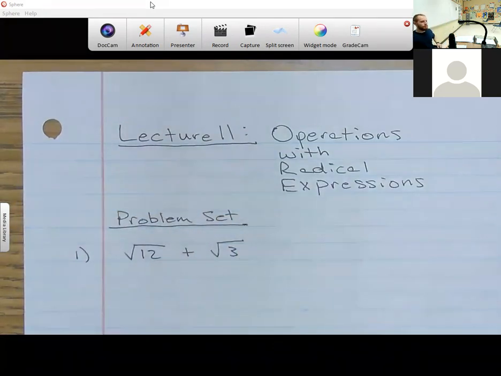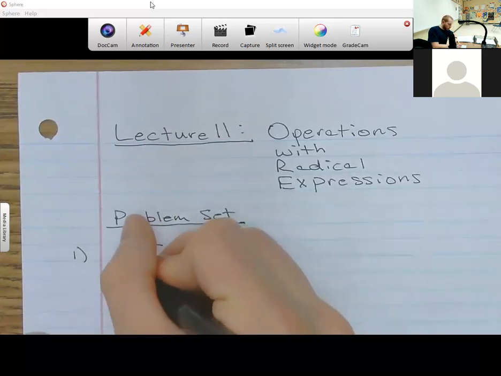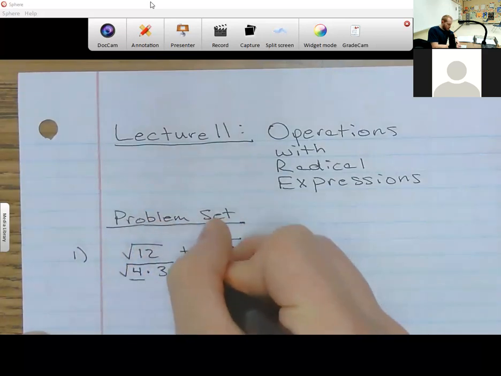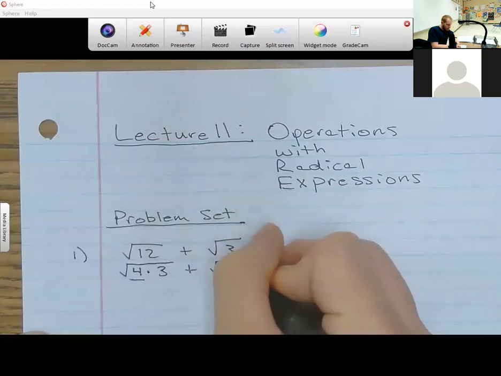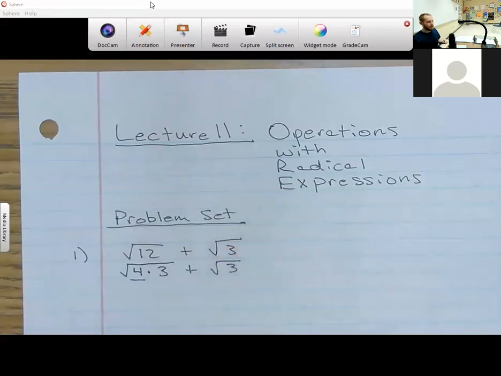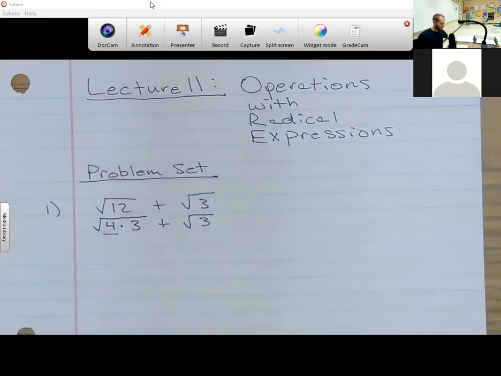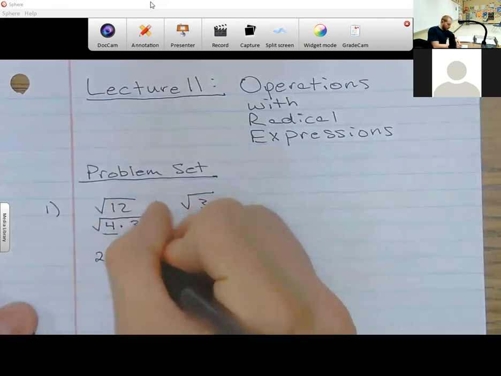For this one, what we do is we don't add them together yet. We only add them once we simplify them. So can we simplify the square root of 12? What would that be? 12 is what times what? 4 times 3, right? So I can break up the 12 into 4 times 3, and I'm going to underline the 4 just so you know that's the perfect square. Okay, so I can take out the 4 as a what? I can take out the 4 as a 2, right? The 3 has to stay under.